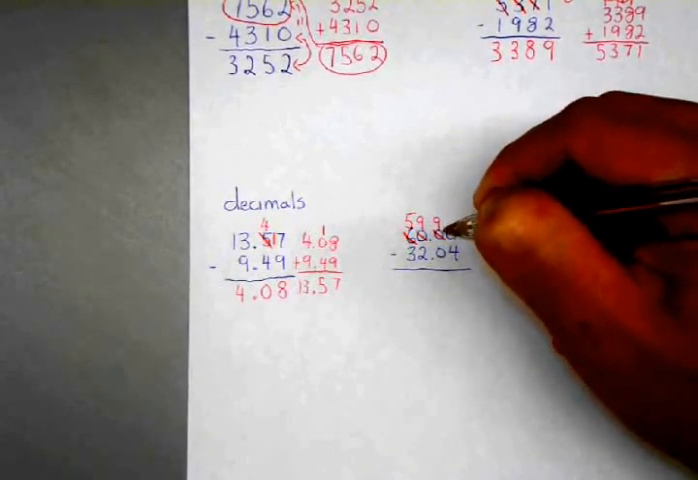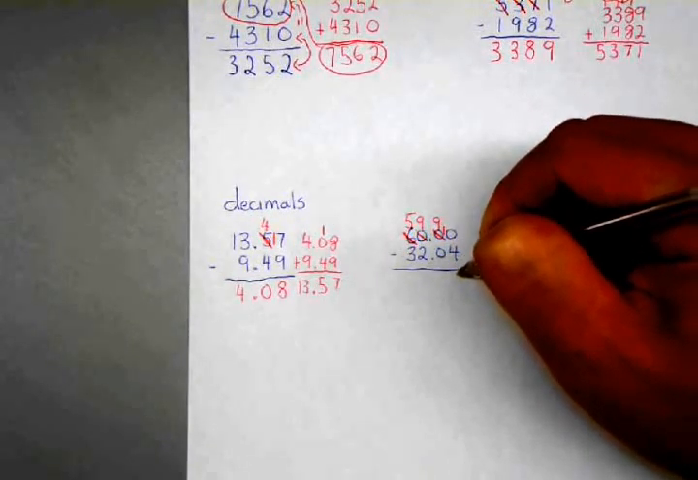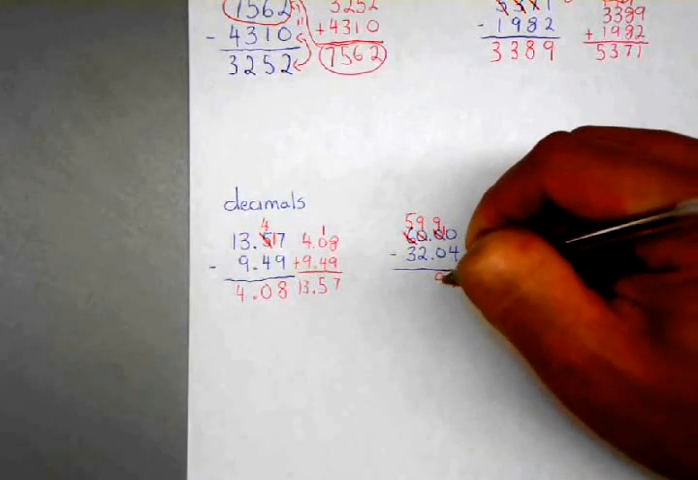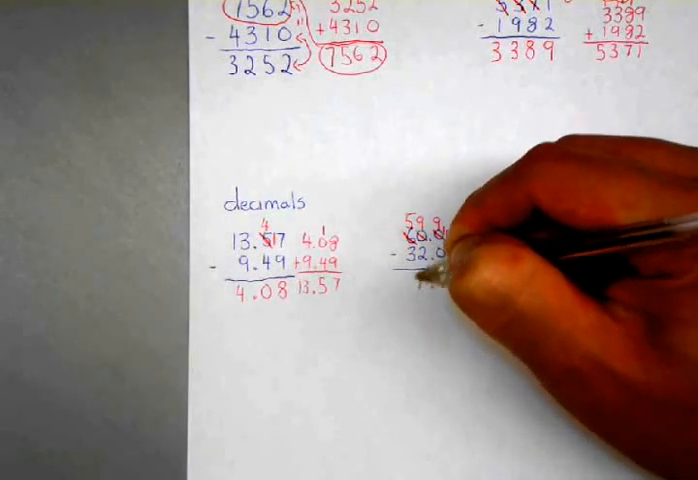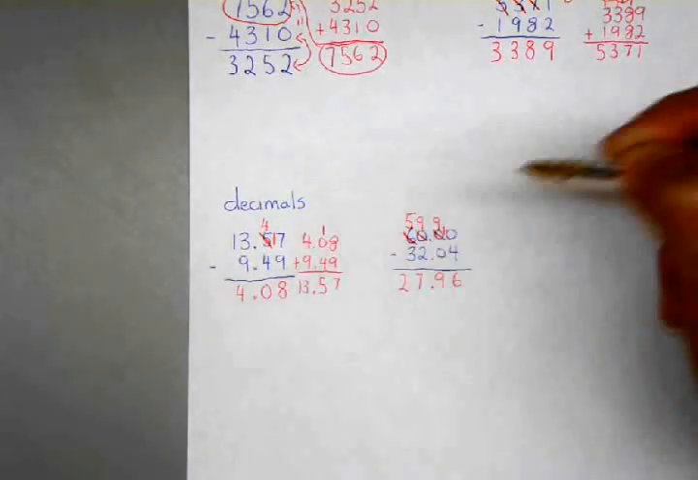And now we could have 10 minus 4. 10 minus 4 is 6. 9 minus 0 is 9. We have our decimal, 9 minus 2, 7 once again. And 5 minus 3 is 2. So it's the exact same process.